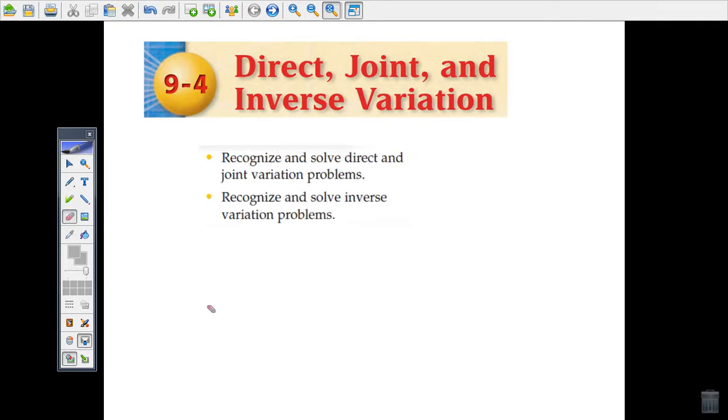So the goal is to recognize and solve direct and joint variation problems, and then also inverse variation problems. And we'll talk about the difference between each one. And I think you'll find that this stuff is pretty familiar.